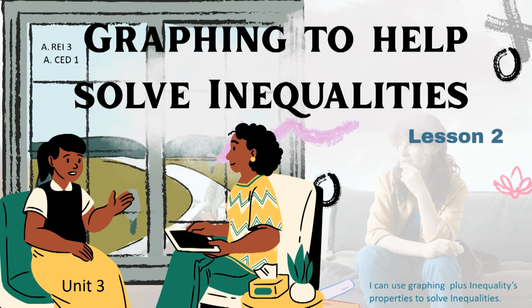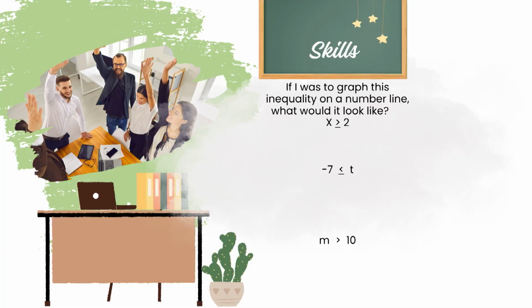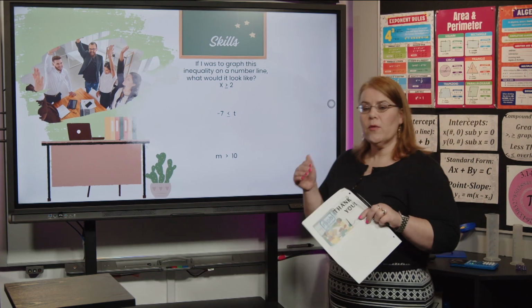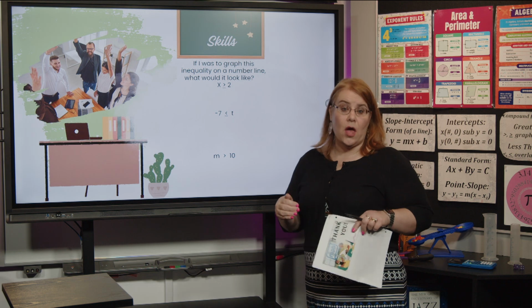It says we are graphing to help solve inequalities. We are looking at A-REI.3 and A-CED.1. I can use graphing plus inequalities properties to solve my inequalities. So here we go. If I was to graph this inequality on a number line, what would that look like? All right, so on your paper, let's draw some number lines and graph what we know.